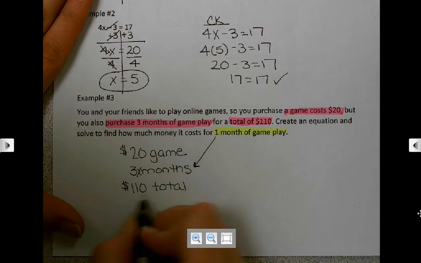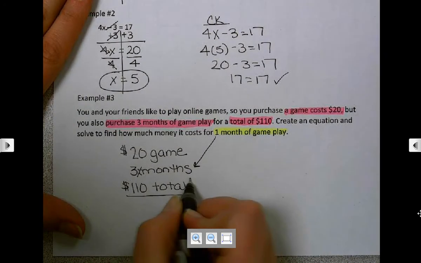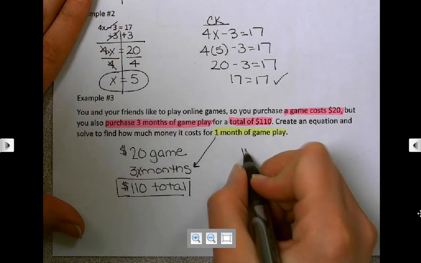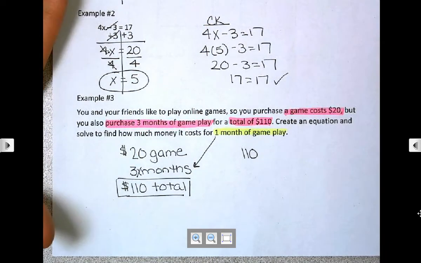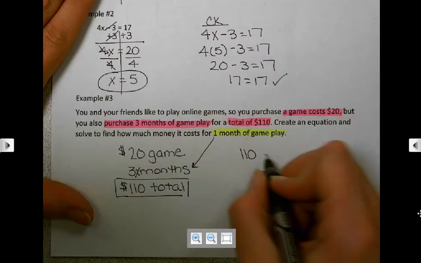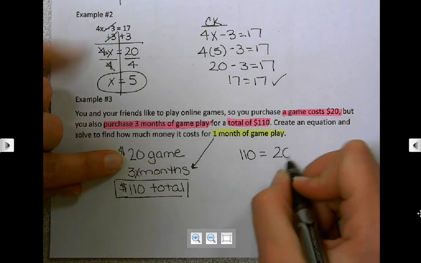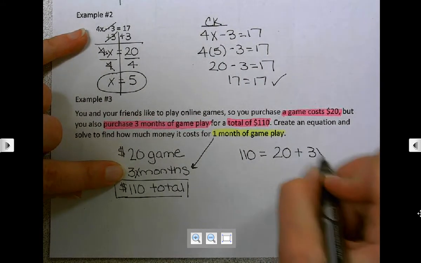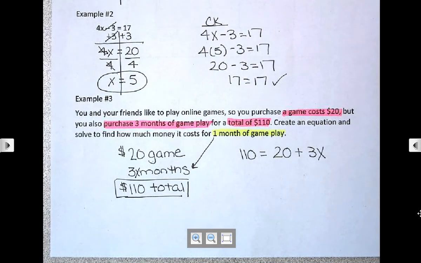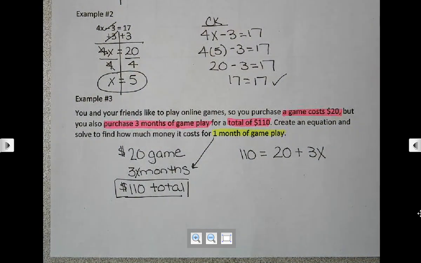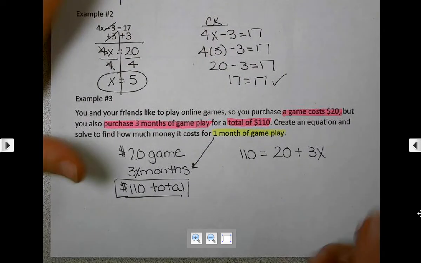Now, total is completely separate. That is the total cost. That is the final answer. We have total cost is $20 plus 3x, or 3 months, because we do not know how much each month costs. Now that we have an equation, we can go ahead and solve.